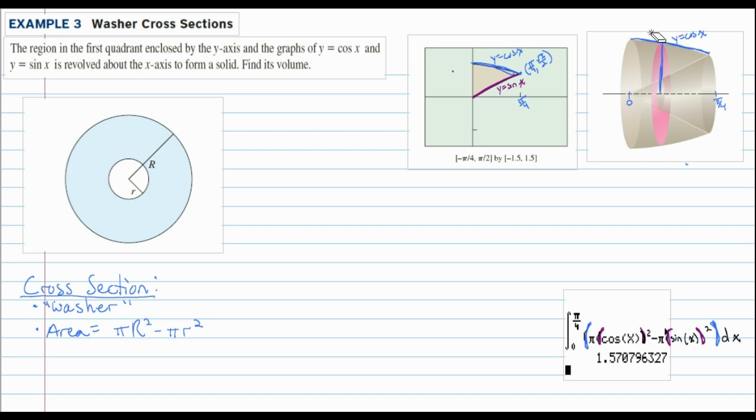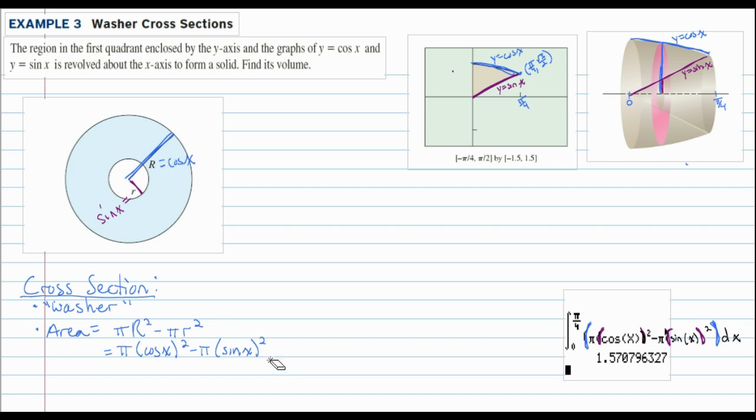As you can see on the three-dimensional object, that big radius is determined by the top curve, in this case y equals cosine of x. The little radius is determined by the lower curve, y equals sine of x. So on my washer, the radius on the outside, the longer radius, is cosine of x, and the little radius is sine of x, if you're looking at the cross section straight on. So the area is going to be pi big radius squared, in this case cosine of x squared, minus pi little radius, or sine of x squared. So now we have the area of a cross section.